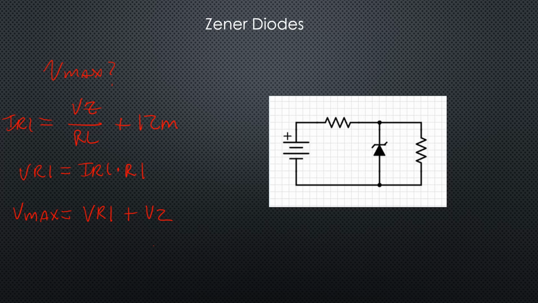So Vmax is equal to VR1 plus VZ. We've set our Zener to the maximum current. We add that IZM to VZ divided by RL, which is the IRL. Then we multiply that current by R1, that gives us VR1, and VR1 plus VZ is going to be Vmax.